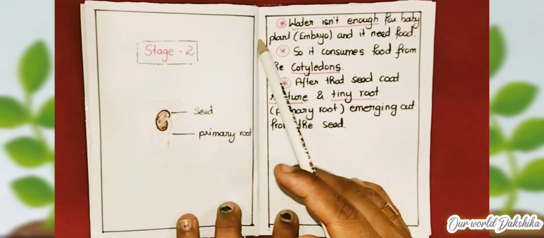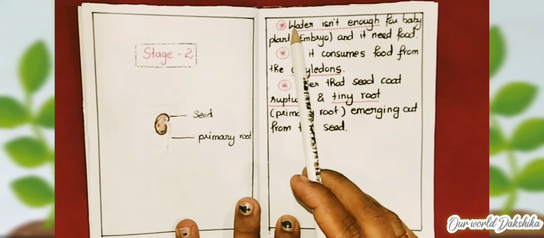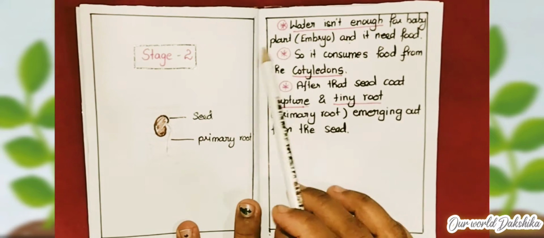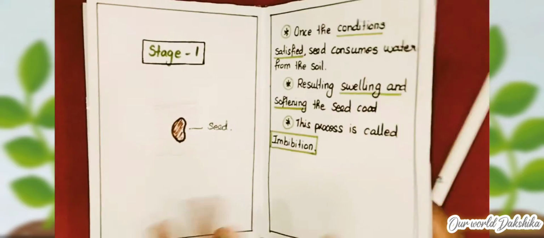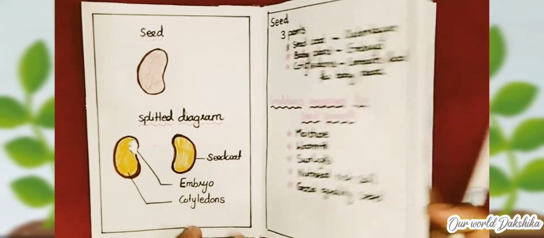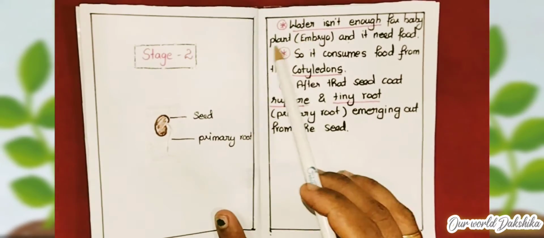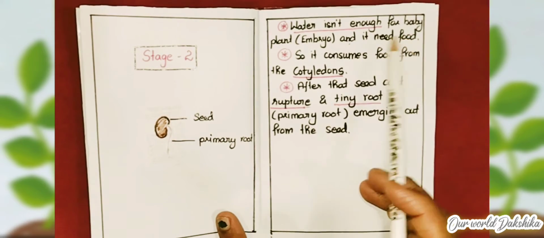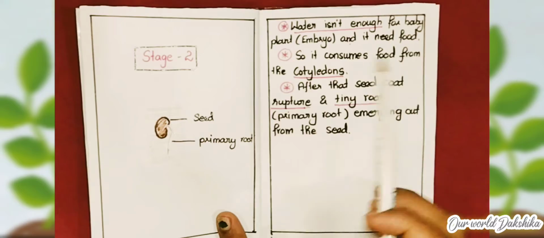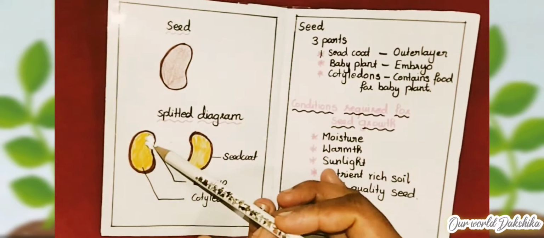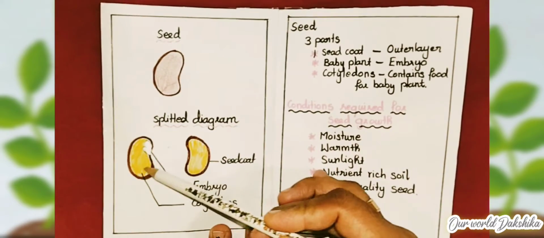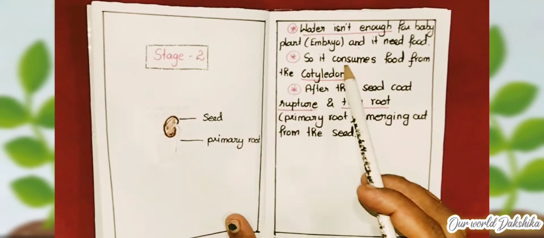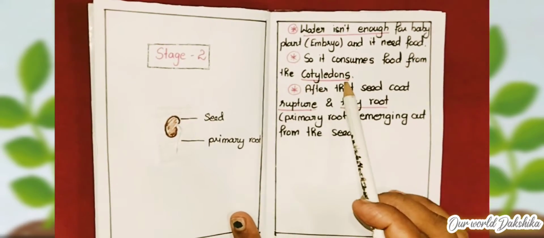Next, stage 2. Water alone is not enough for the baby plant. What is the baby plant? This embryo part. Only water is not enough for the baby plant and it needs some food. So it consumes the food from the cotyledons. This is the baby plant. It consumes the food from the yellow color region, that is the cotyledon.